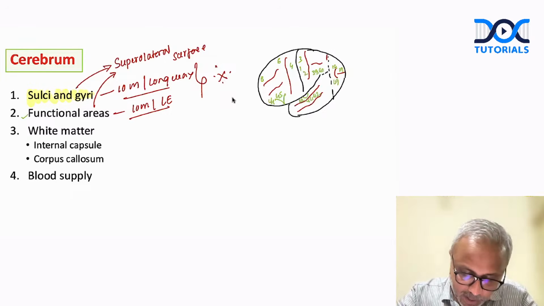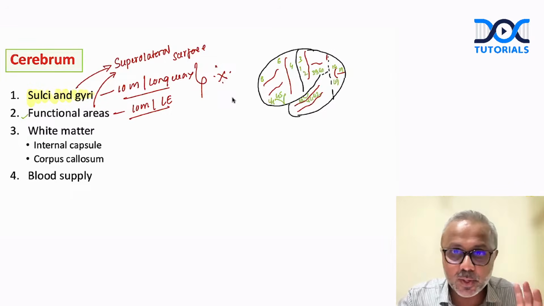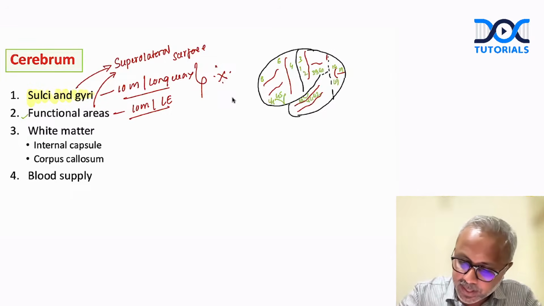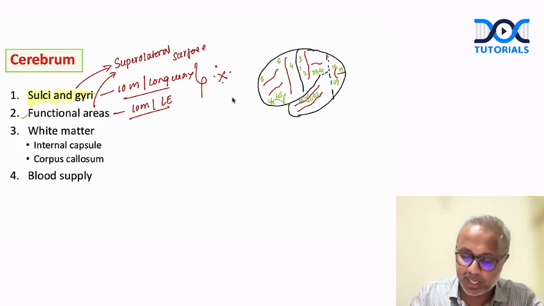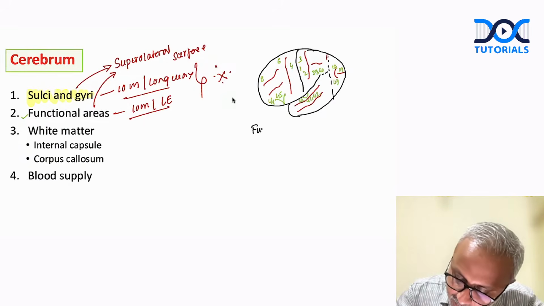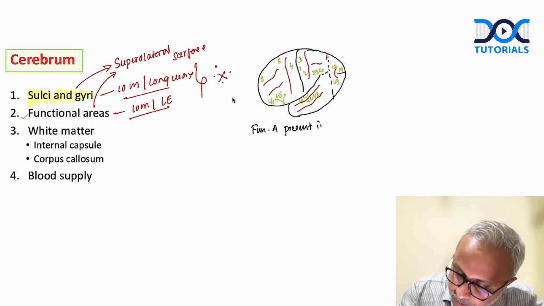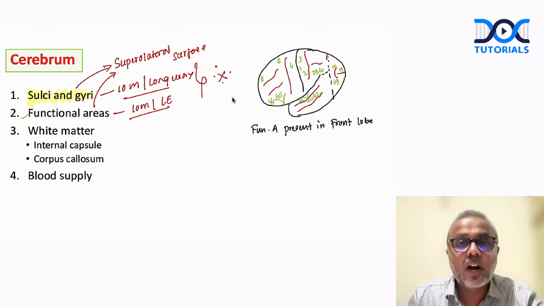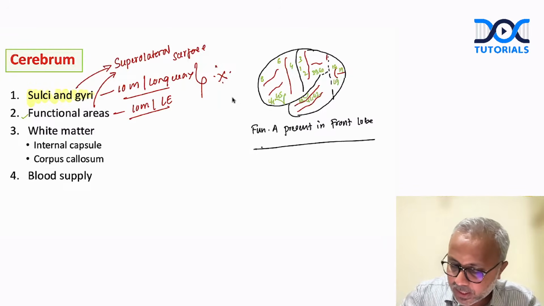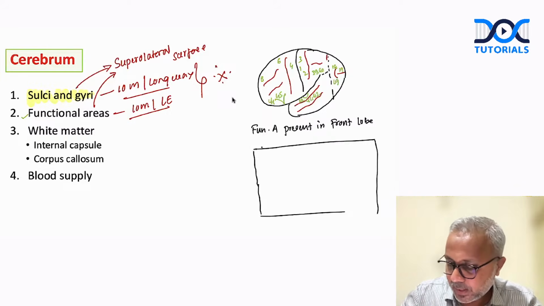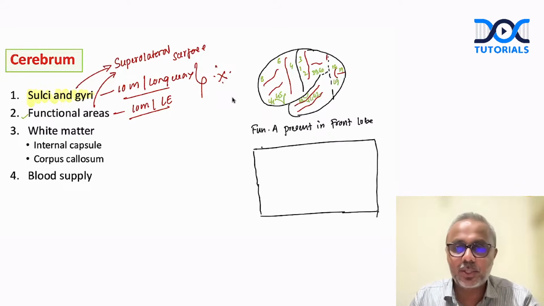If you are asked about functional areas, how do you write it, right? Now, let's imagine you have drawn the diagram and you want to explain. So let's say we start with functional areas present in the frontal lobe. Now, how can we write it, okay? So see if you can create a simple table, right? Now, what is the area that you want to describe?